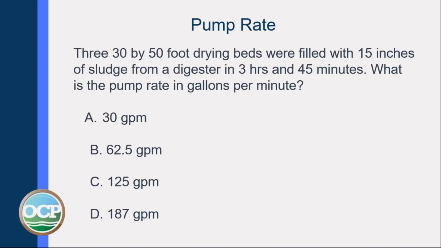Okay, here's one that you can try now. 3 drying beds, 50 by 30 by 50 feet, were filled with 15 inches of sludge from a digester in 3 hours and 45 minutes. What is the pump rate in gallons per minute? Remember, if you get a measurement in inches, you have to convert it to feet before you start. So go ahead and try this, pick your answer, and I'll be back in just a minute.